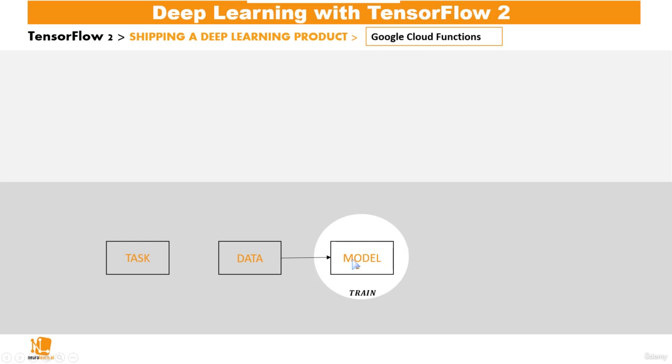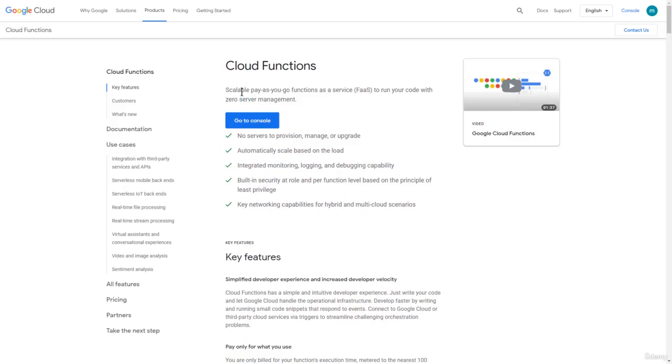And from this model, we now have our trained model right here, wherein when we pass in an input review, this trained model is able to predict the review type, that is to say whether this review is a positive or a negative review. It's actually at this point that the Google Cloud Functions steps in. The Cloud Functions is a scalable pay-as-you-go functions as a service to run your code with zero server management.